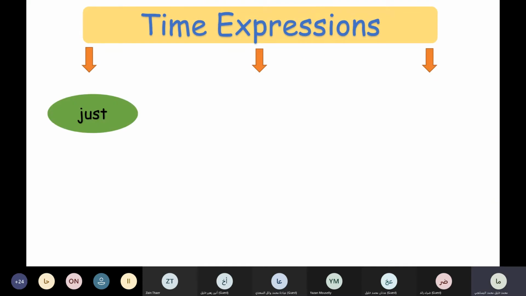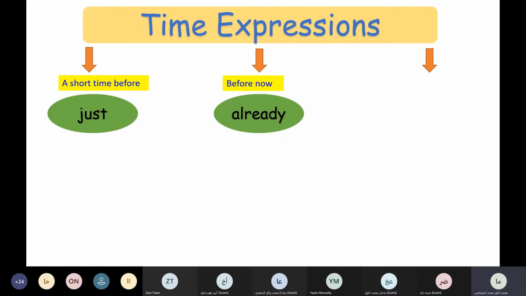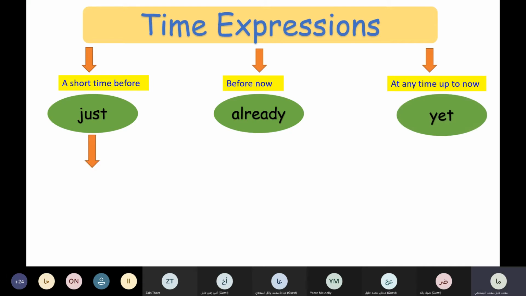Time expressions. Just, what does it mean? A short time before. I have just done my homework. I have just done, I finished now. Already, before now. I have already done my homework, maybe 2 hours ago. Yet, at any time up to now.